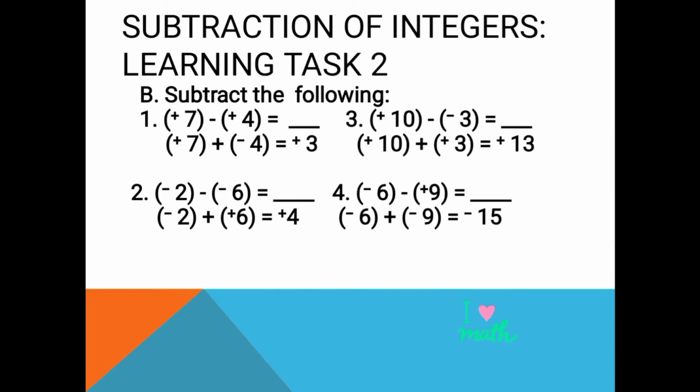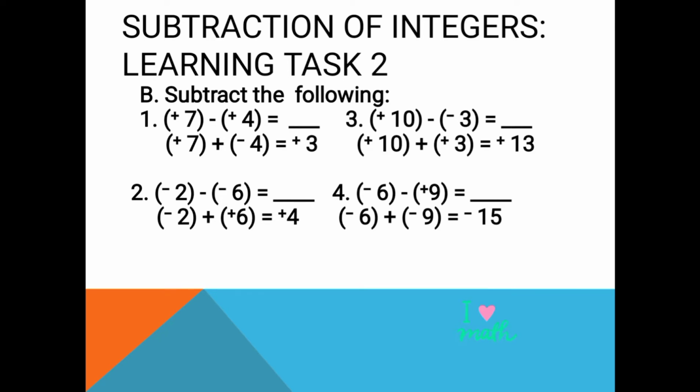Okay, let's proceed to our learning task 2 under subtracting the integers. Letter B, subtract the following. So number 1 in your module in Grade 7 Math, positive 7 minus positive 4. What is our rule again in subtraction of integers? Copy the first term, positive 7, change the operation involved, the minus will become plus. Change the sign of the subtrahend, the positive 4 will become negative 4. Then proceed to the law of addition.